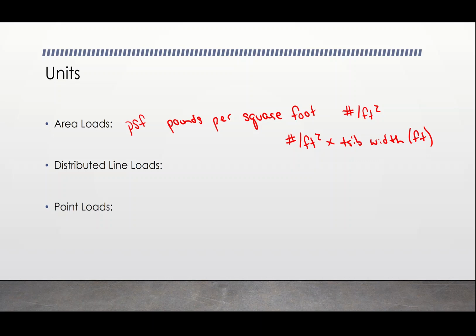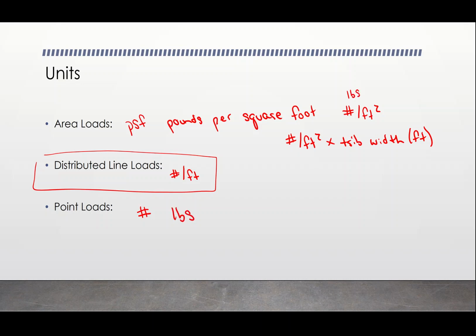Could be in inches, I suppose, but usually when we're doing load tracing, we only have to worry about pounds, feet, inches, everything in US units. So for distributed line loads, we should get pounds per foot. That's where we feel most comfortable. We're right back to distributed loads, and that's what we multiply the span length by. Then we get point loads, which is just going to be pounds.